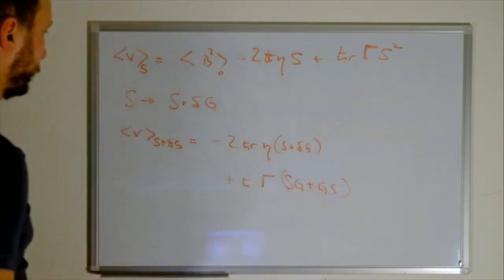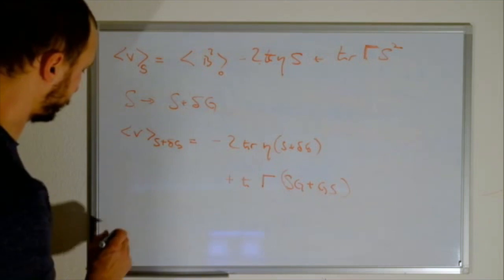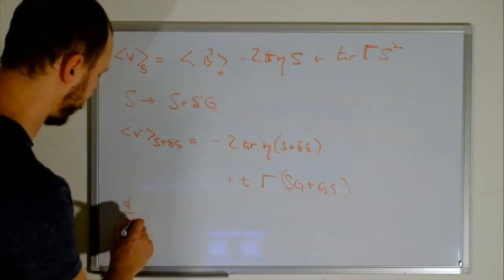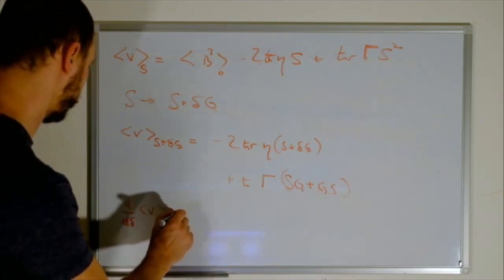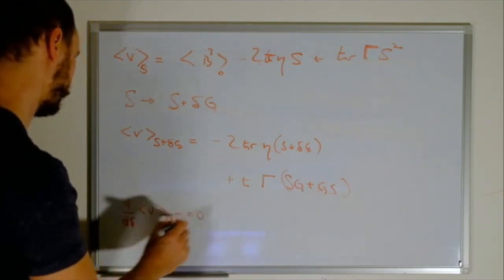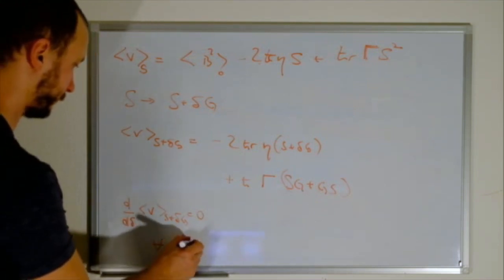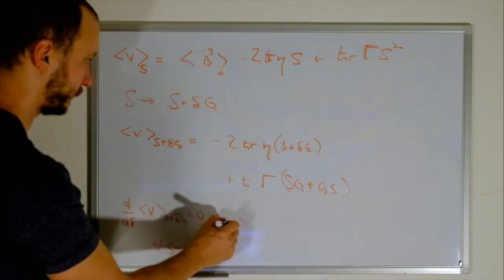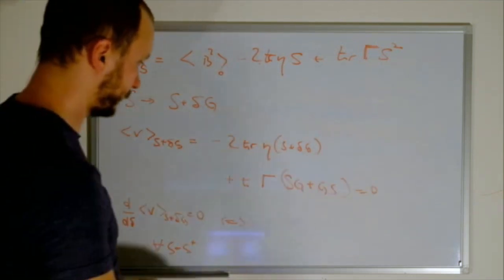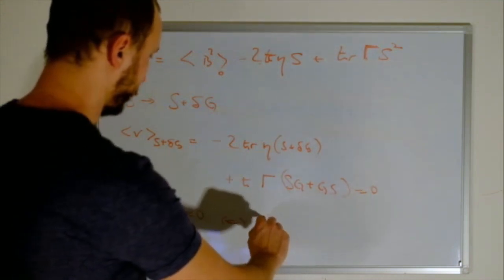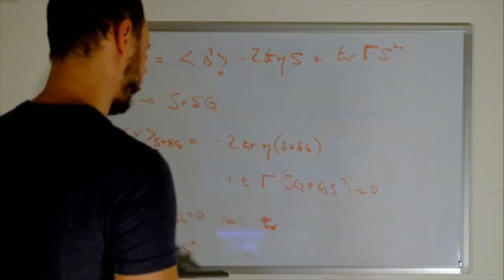So in other words, our condition for optimality is: d over d delta of V of S plus delta G is equal to 0 for all Hermitian G. This is equivalent to saying that this thing is equal to 0. In other words, this is trace of G.